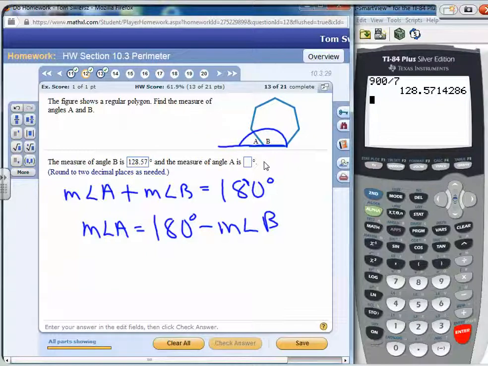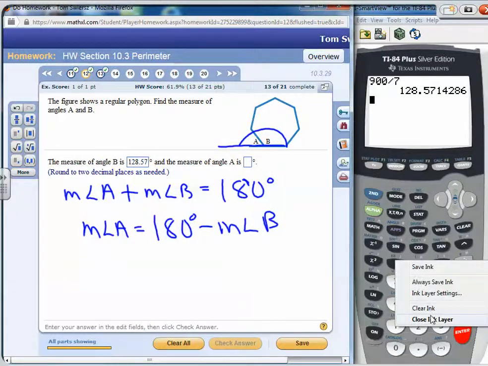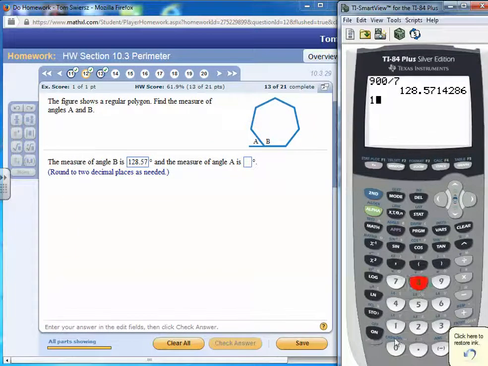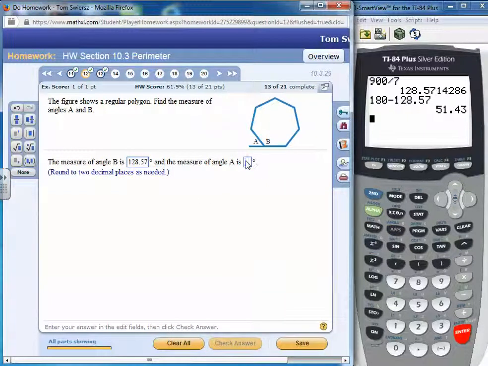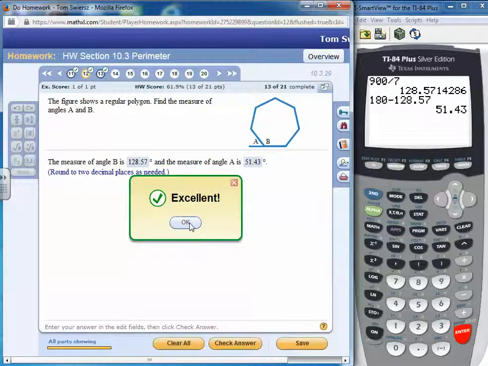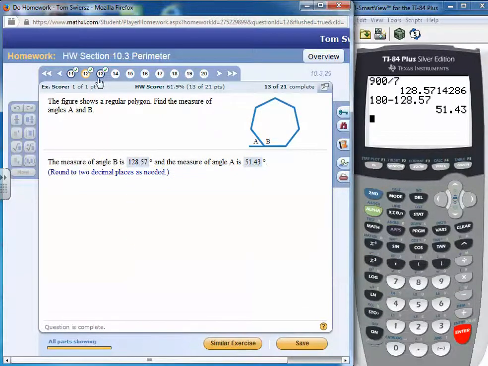So we'll go ahead and do that on our calculator. 180 minus 128.57, and we're left with 51.43 degrees for the measure of angle A, the exterior angle. Very good.